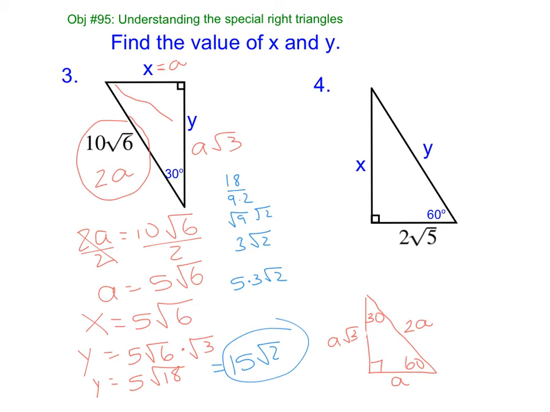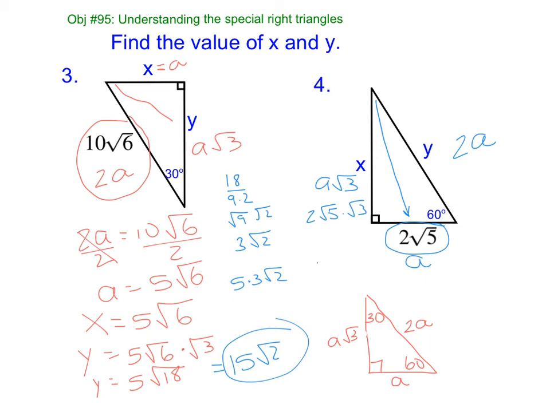This next one, on the other hand, I think is definitely doable. It is a little harder, but not overly difficult. All right, so again, let's label across from 30. This is my 30, is my A. So this time, A is 2 root 5. My hypotenuse is 2A. And my side across from 60 is A root 3. So all we're doing is we're going to replace our A with 2 root 5. So 2 root 5 root 3.